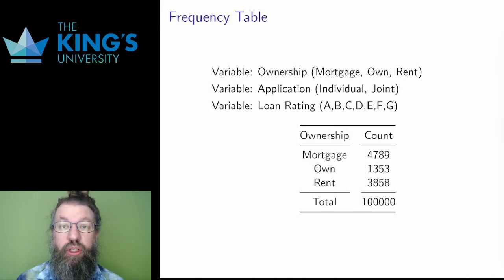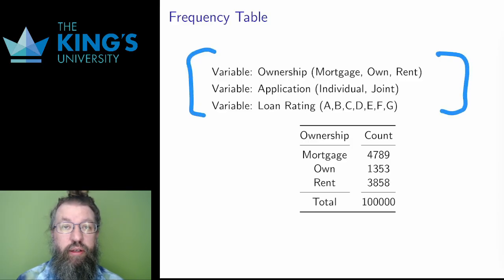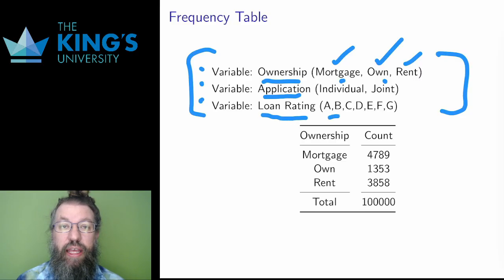In this video, I'm going to be talking about data gathered by a bank concerning home loan applications. There were 10,000 cases in this data, and there are three variables. One variable is the current home ownership status of the applicant, whether they already own a home outright, have a mortgage, or rent. Another variable is the application type, whether it's an individual application or joint application. And the final variable is the rating the bank gave to the application, which is a letter from A to G, with A being the safest loan and G being the most risky.